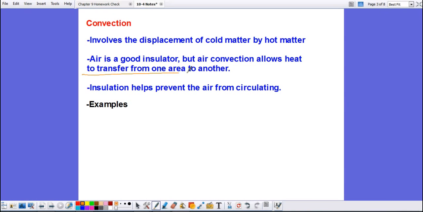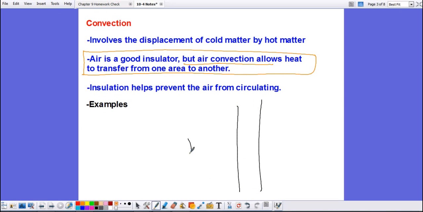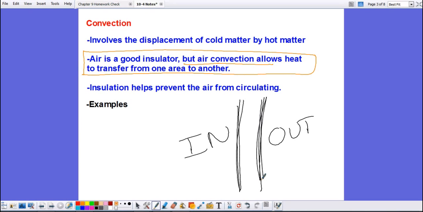Now, we know that air is a good insulator, but convection allows heat to transfer from one area to another. So what does this mean? Let's say we've got your house. This is the inside of your house, and this is the outside of your house, and you've got a wall on the inside, you've got a wall on the outside. Air is an excellent insulator. So you'd think the heat's not going to escape, the heat's not going to leave the inside on a cold winter day, it's going to stay in here.